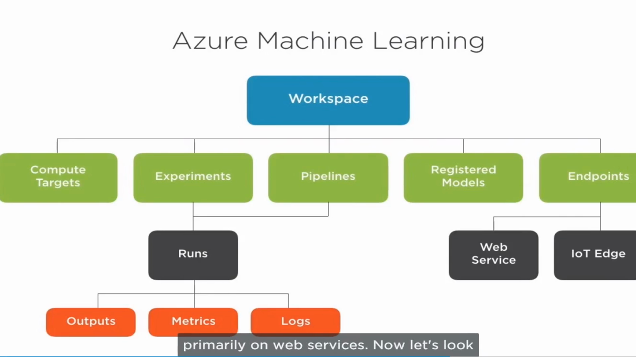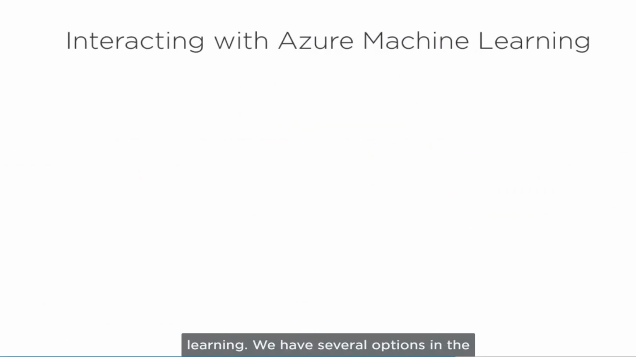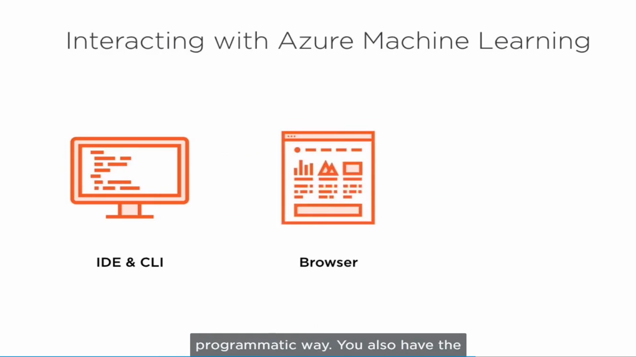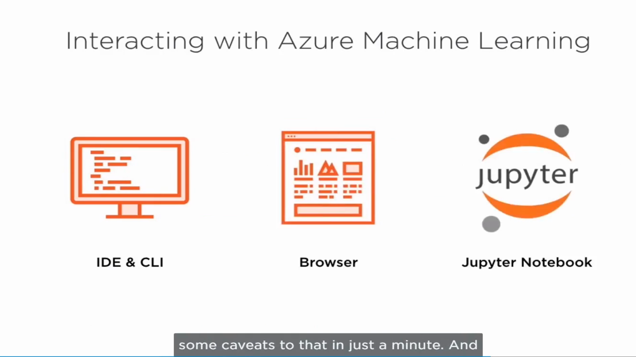Now let's look at how we interact with Azure Machine Learning. We have several options. In the first module, we looked primarily at working within our IDE, and we also could have looked at using the CLI, but basically interacting with Azure in a completely programmatic way. You also have the ability to interact with Azure Machine Learning in the browser, and we'll give some caveats to that in just a minute. And then you also have the ability to work within a Jupyter notebook. Now, in this module, we're going to start working in Jupyter notebooks, but everything we're going to do, you could do within your TDSP project template that we created in the first module. It's simply a matter of just running the code there as opposed to running it within your Jupyter notebook.